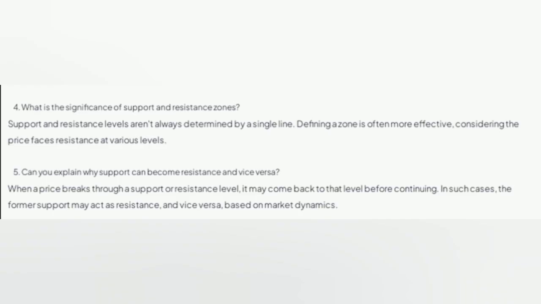What is the significance of support and resistance zones? Support and resistance levels aren't always determined by a single line. Defining a zone is often more effective, considering the price faces resistance at various levels.